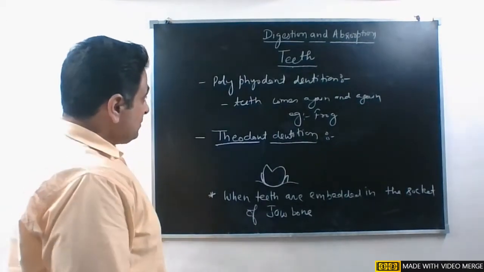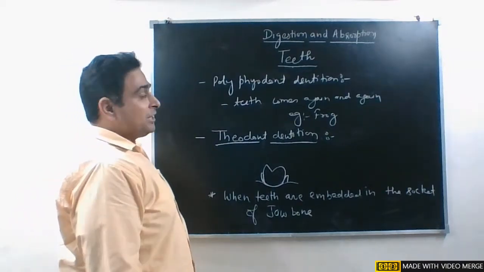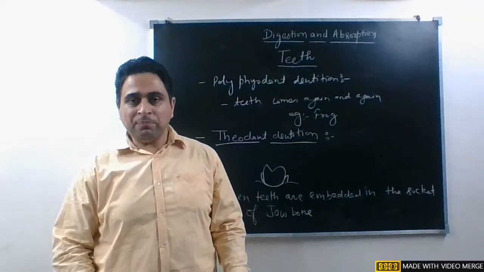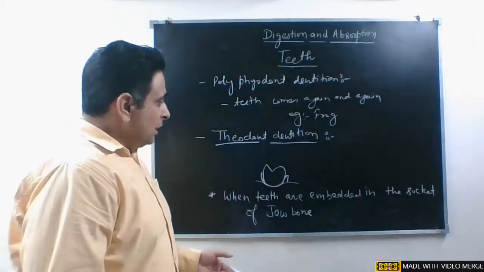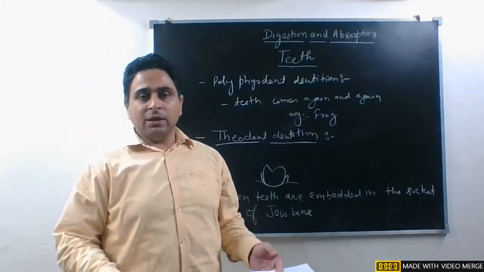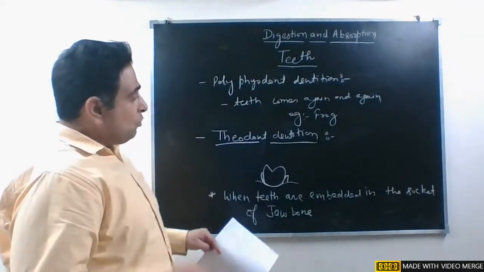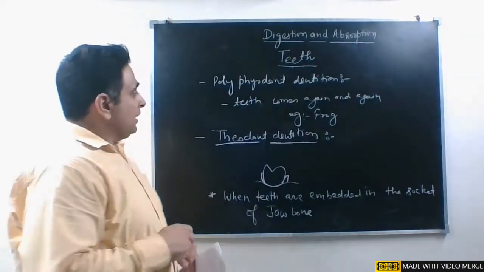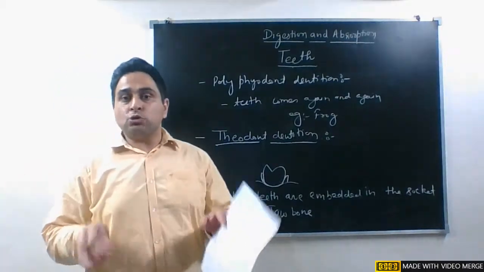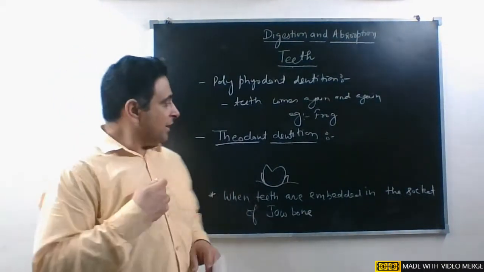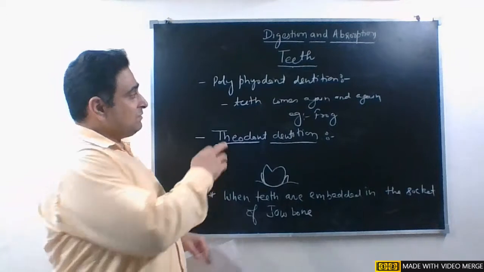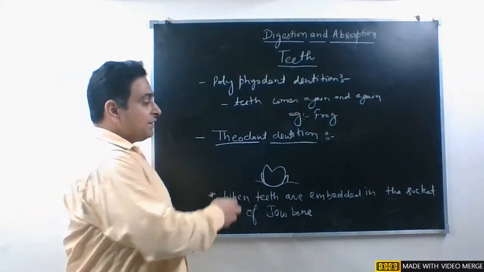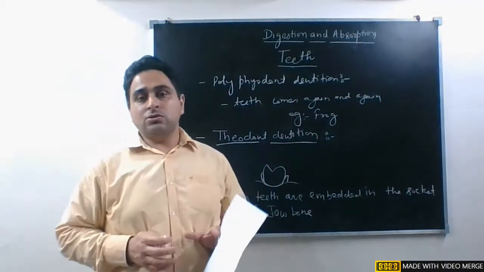So students, we have discussed many terms. We started with homodont dentition when all the teeth are of the same type. Then heterodont dentition in which teeth are of various types. Then monophyodont dentition when teeth come only once in the life cycle. Then diphyodont dentition where teeth come two times like us. Then polyphyodont dentition where teeth come again and again. And then thecodont dentition where teeth are embedded in the socket of the jaw.